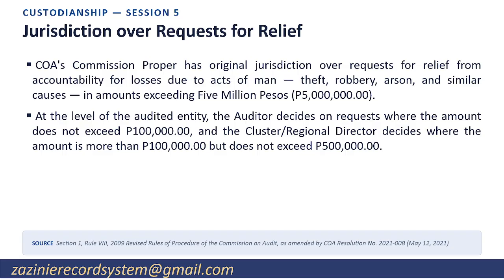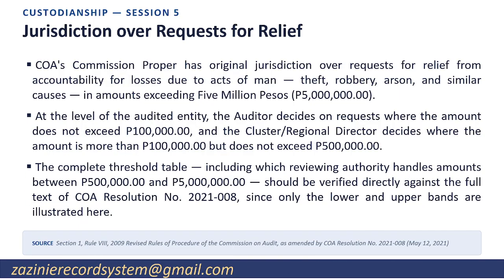The complete threshold table, including which reviewing authority handles amounts between 500,000 pesos and 5 million pesos, should be verified directly against the full text of Commission on Audit Resolution number 2021-008, since only the lower and upper bands are illustrated here. Now, in a bit more detail, pay close attention to the two bounds that are clearly established, the auditor for amounts up to 100,000 pesos, and the Commission proper for amounts exceeding 5 million.